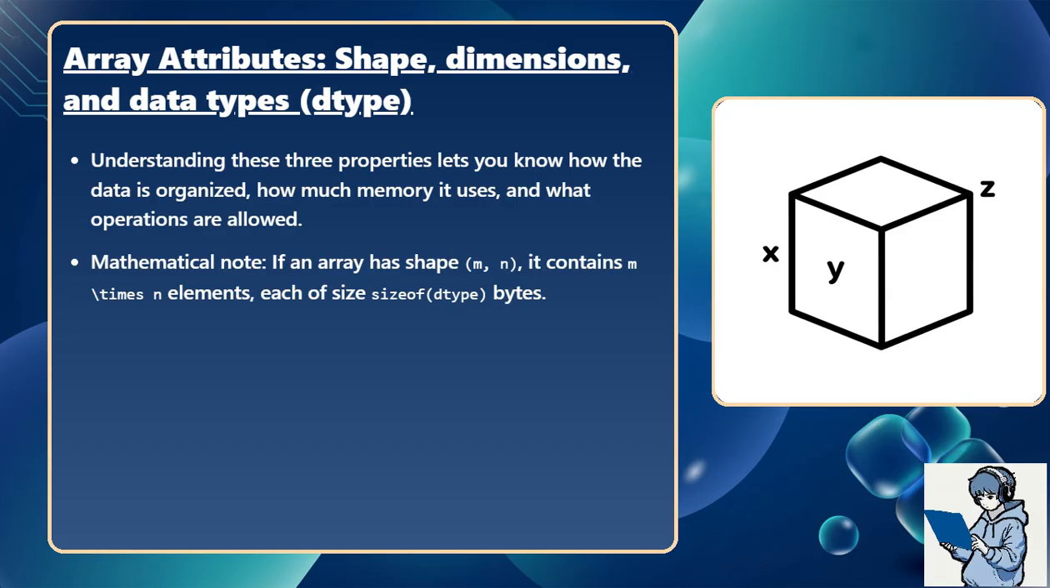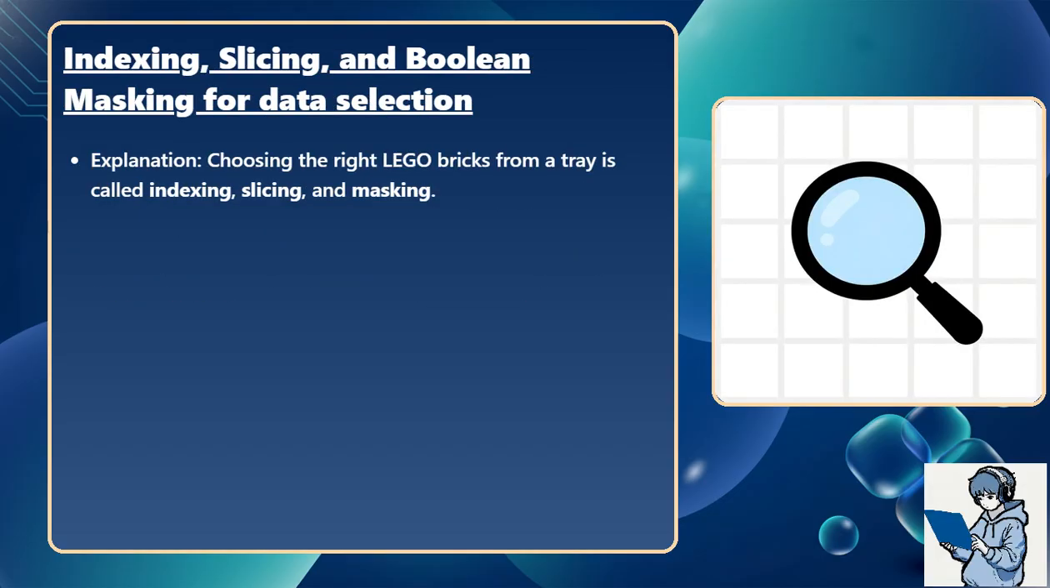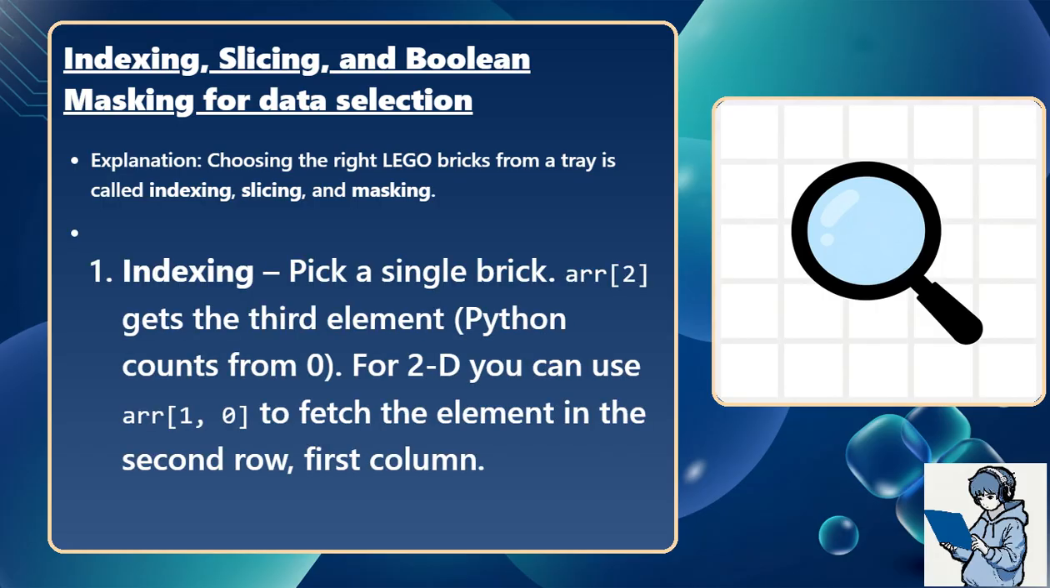Mathematical note: if an array has shape (m, n), it contains m times n elements, each of size dtype bytes. Explanation: choosing the right Lego bricks from a tray is called indexing, slicing, and masking. 1. Indexing: pick a single brick. r[2] gets the third element, Python counts from 0. For 2D, you can use r[1, 0] to fetch the element in the second row, first column.